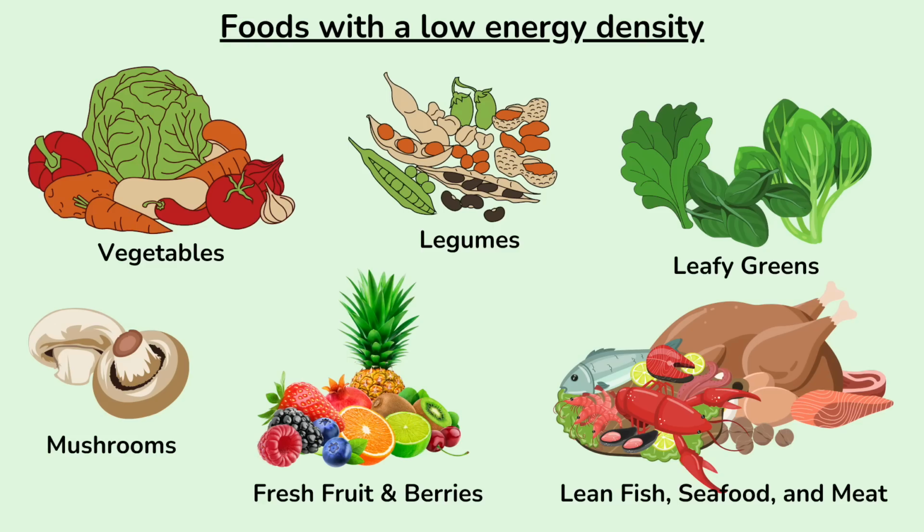Foods that have a low energy density are those whole foods that contain a lot of water and not all that much fat or sugar. Vegetables of all kinds, leafy greens, legumes, mushrooms, fresh fruit and berries, and all lean types of fish, seafood, and meat tend to have a fairly low energy density. These are what I would consider the three most important factors that make a meal more satiating per calorie: a high protein content, a high fiber content, and a low energy density.